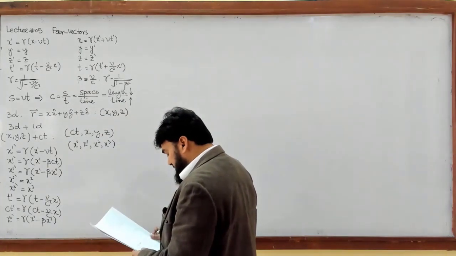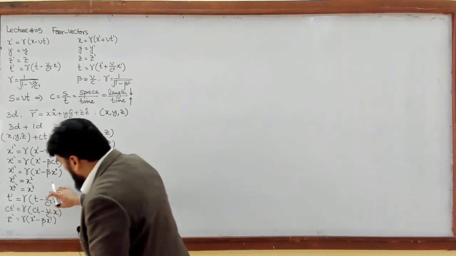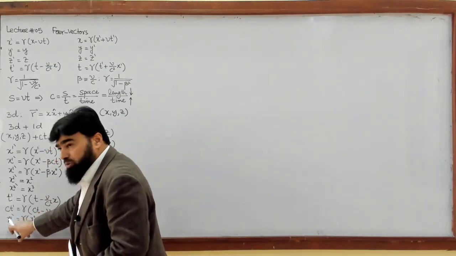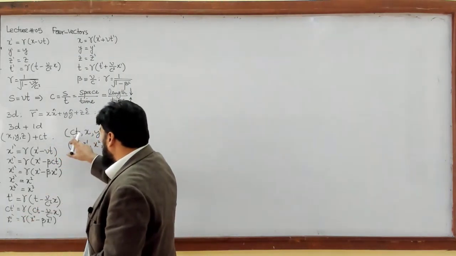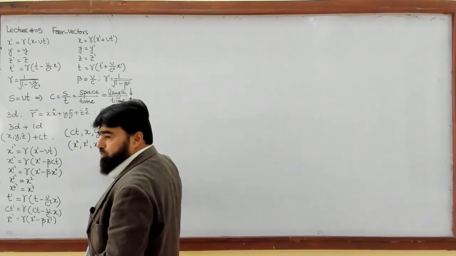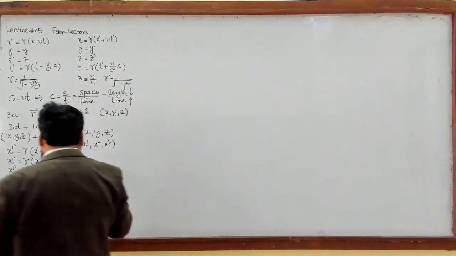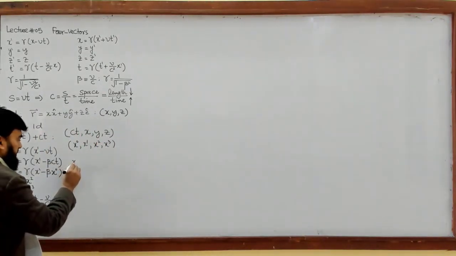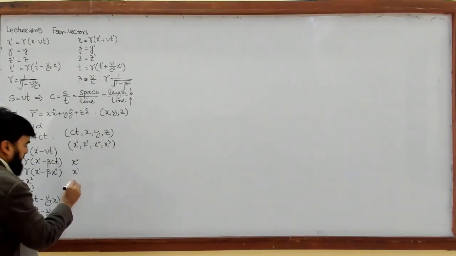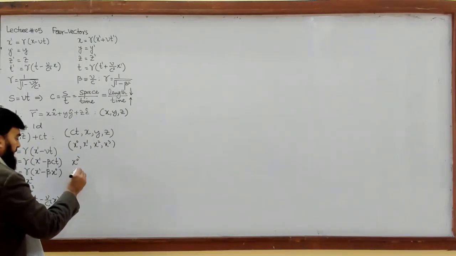And now I can write all this in a matrix form. We will start from x0 because this is our first coordinate. Then x1, then x2 and x3. So in a matrix form, I can write x0, x1, x2, x3, and these are primed.